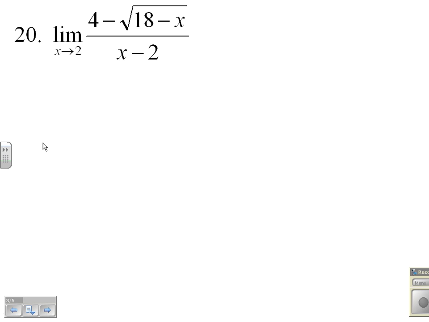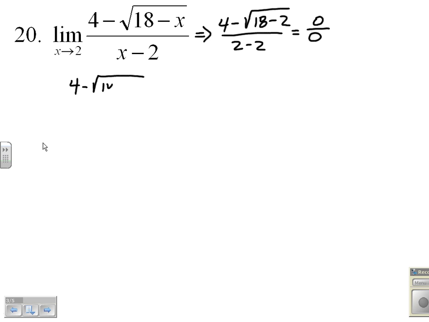My first thought is maybe we should try direct substitution, which would get us to 4 minus root 18 minus 2 on 2 minus 2, and unfortunately that is 0 on 0. We're crossing the beam. So I need to try to clean this thing up algebraically. I wish I could go to technology, but what if I have to know the exact value? So what could I do with this 4 minus root 18 minus x on x minus 2?